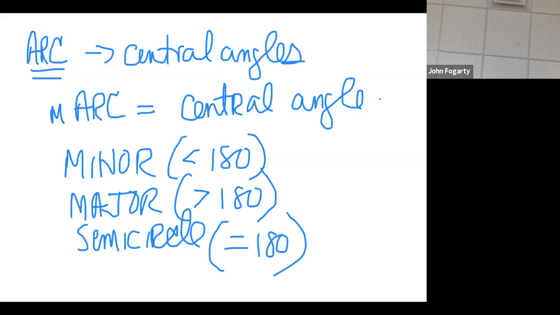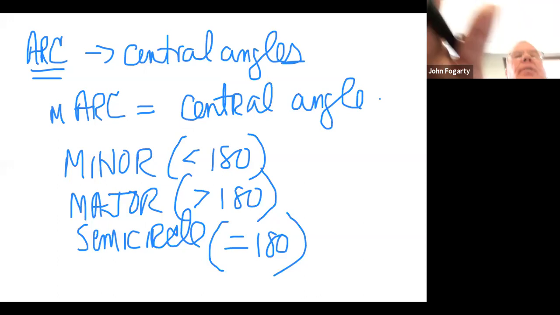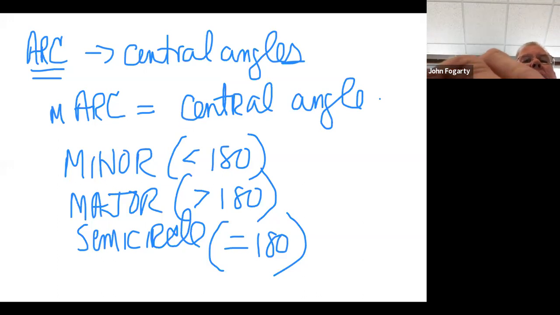Hello? Yes, sir. All righty. Now, if you add up all the arcs of a circle, what are you going to get? 360. Yeah, you're going to get 360. Does that make sense, guys? Yes, sir. Anybody not understand that?